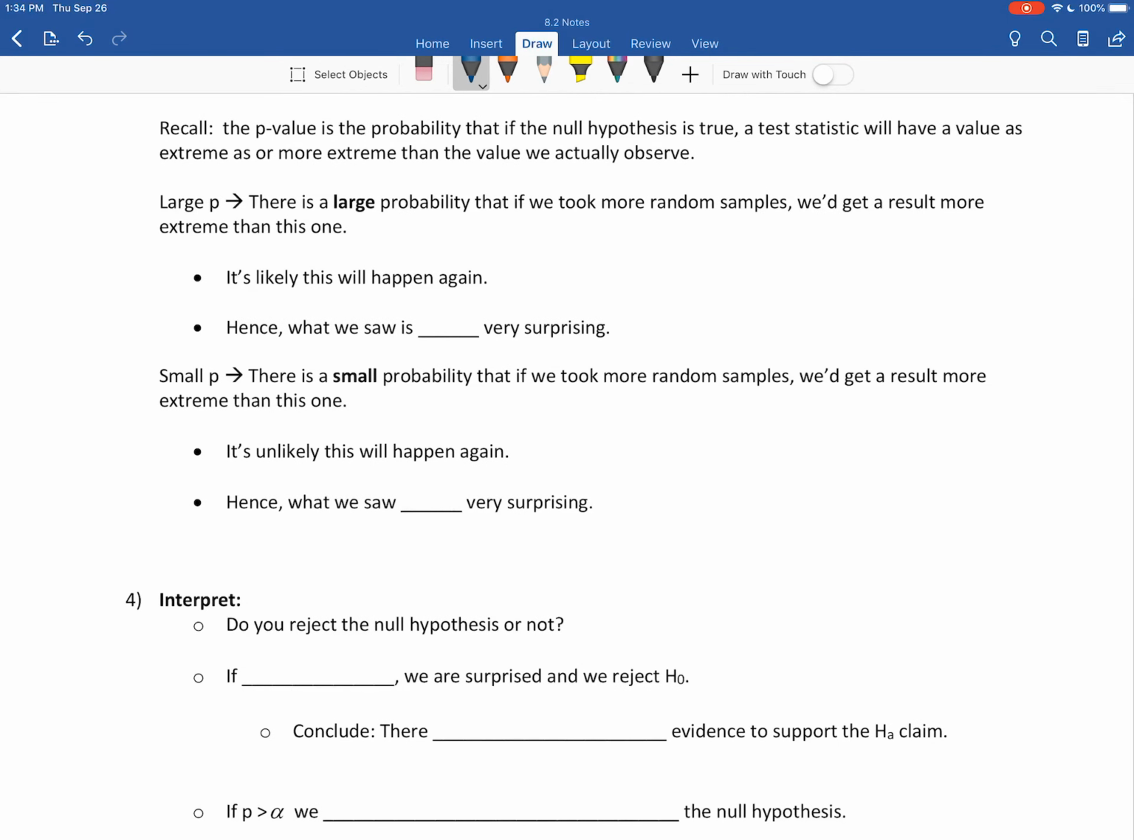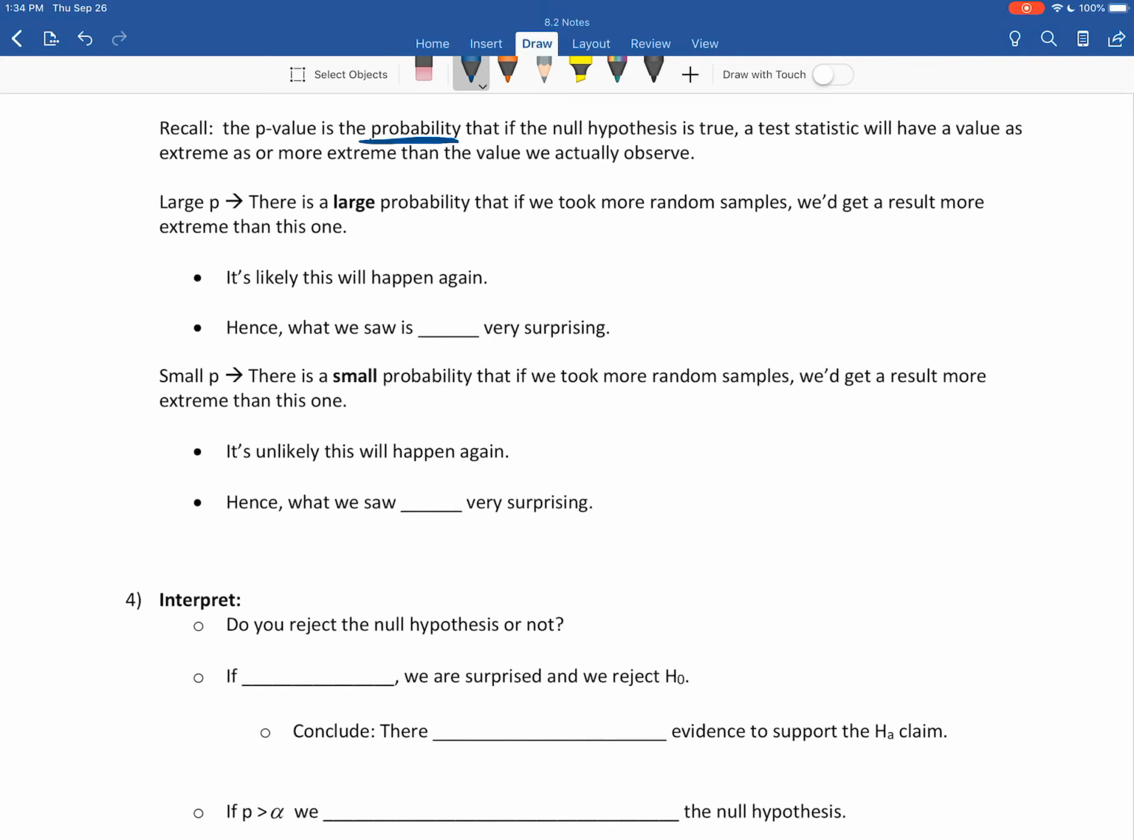Okay, so let's recall, we're talking about these p-values. Let's remind ourselves what the p-value is. The p-value is the probability. Again, if p is a probability, that means it has to come out as something between 0 and 1. It's the probability that, if the null hypothesis is true, a test statistic will have a value as extreme or more extreme than what we just observed. So what's the probability that our H0 is true and that we would get some even more extreme value in the future?